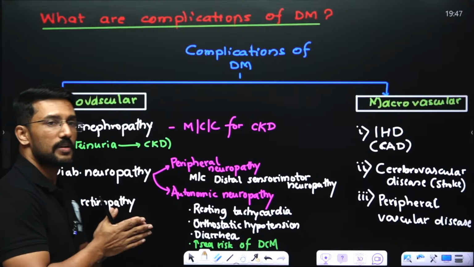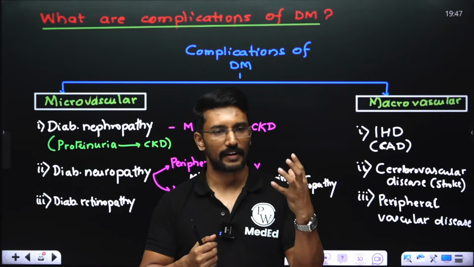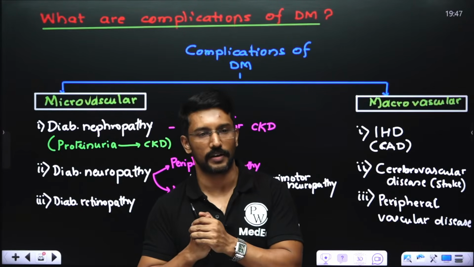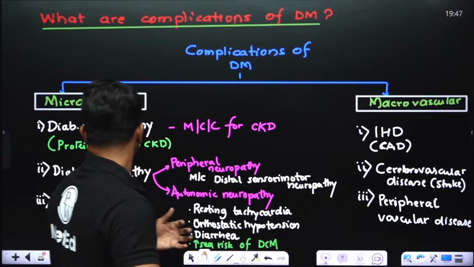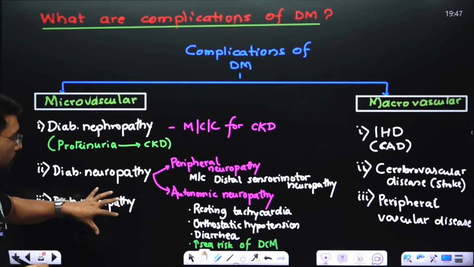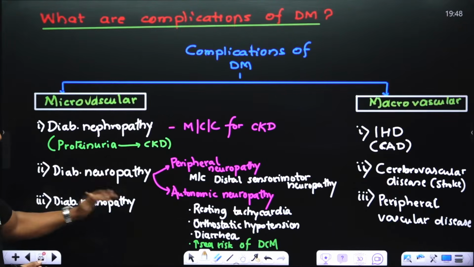So diabetic retinopathy is one of the leading causes for blindness world over. Cataract and diabetic retinopathy account for majority of the causes for blindness world over. So cataract is of course easily addressable or treatable, and diabetic retinopathy is one of the difficult to treat causes for blindness. So these are all microvascular complications.